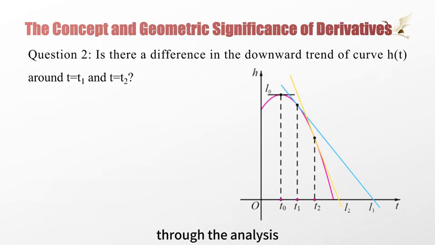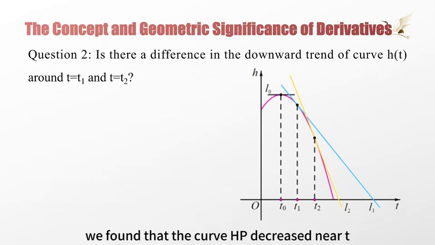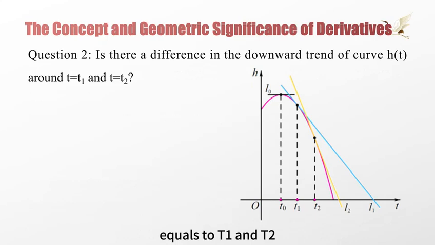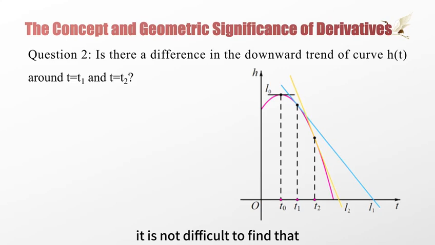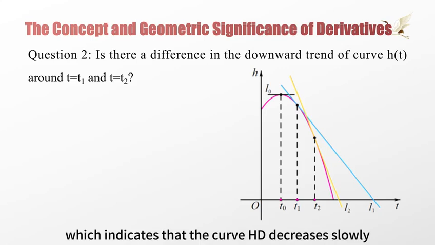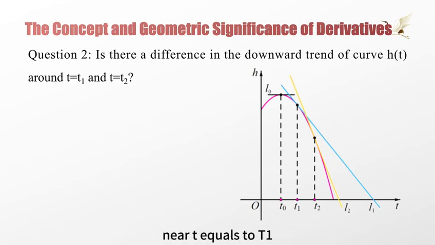Through the analysis, we found that the curve h(t) decreases near t1 and t2. Is there any difference between the downward trend at those two moments? It is not difficult to find that the inclination of straight line L1 is less than that of straight line L2, which indicates that the curve h(t) decreases more slowly near t1 than near t2.